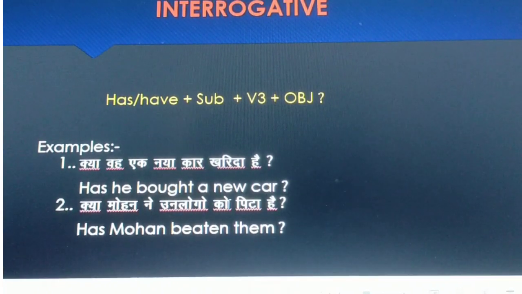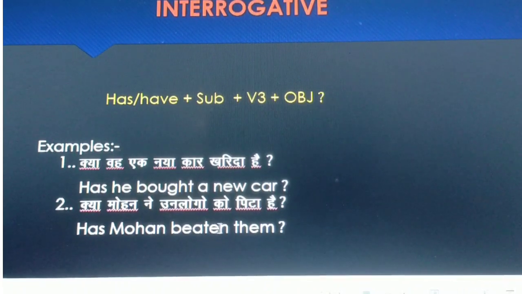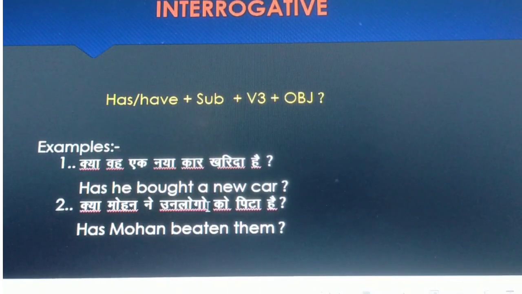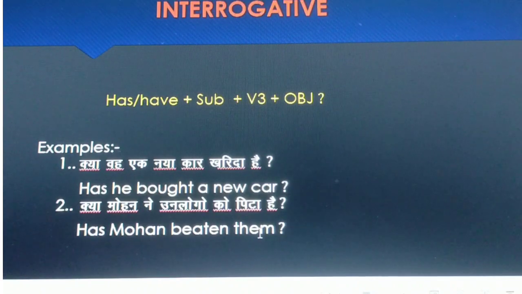क्या मोहन ने उन लोगों को पीटा है. Subject is मोहन, so that is why singular auxiliary verb has been used. Has मोहन beaten, beaten is the third form of verb. Object is उन लोगों को, that is them.